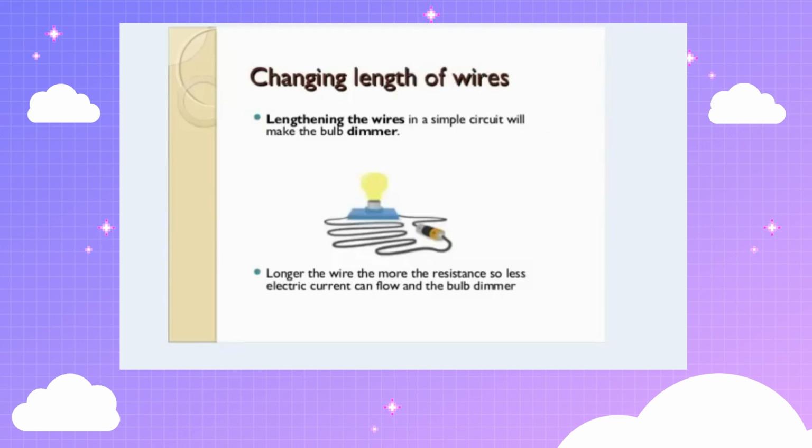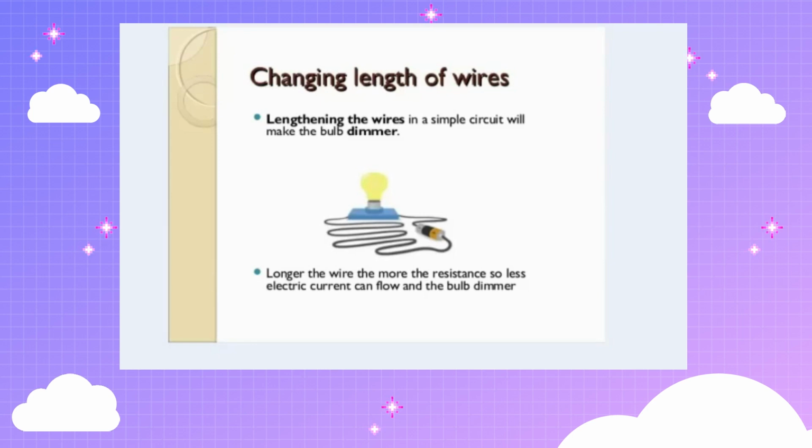If you make the wire longer, the electric current will take time to flow to the bulb, and the bulb would be dimmer. It will not glow suddenly; it would take like 1, 2 or 3 seconds, and then the bulb would glow. The bulb would be dimmer if you make the wire long. So see, lengthening the wires in a simple circuit will make the bulb dimmer.